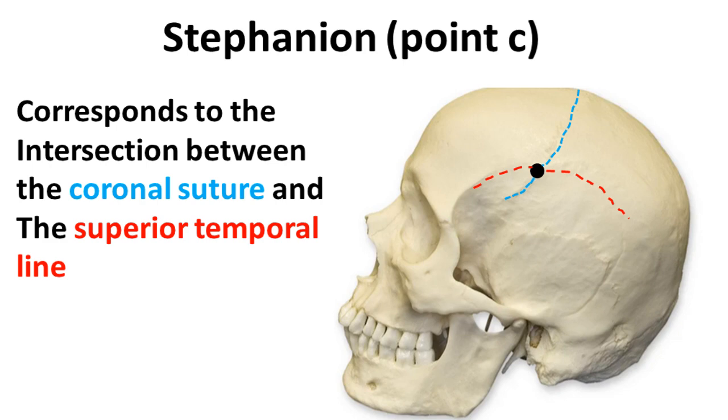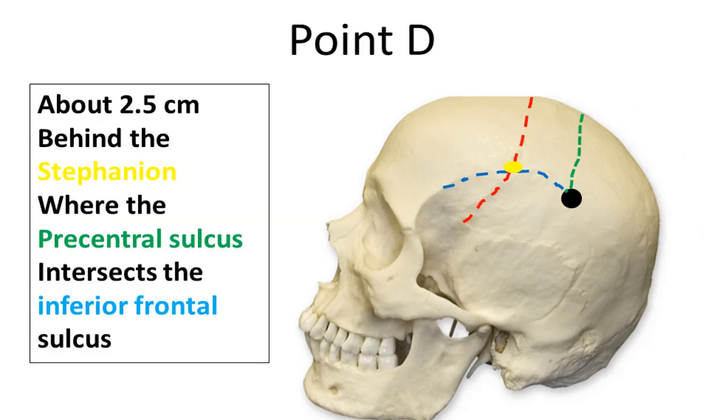But now let's take a look at point D. Point D is about 2.5 centimeters posterior to the Stephanion along the superior temporal line. It corresponds to the meeting site between the precentral sulcus and the inferior frontal sulcus. As I mentioned before, the superior temporal line is the projection of the inferior frontal sulcus. This point is about 3 cm above the sylvian fissure.